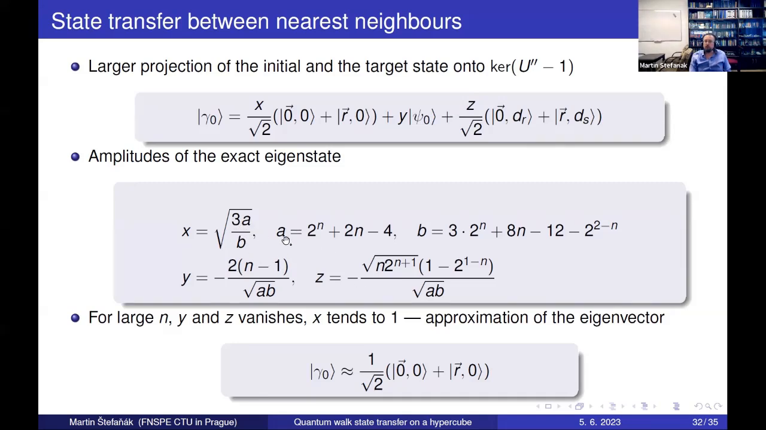The formulas are rather ugly, but you can write them in terms of this a and b, where roughly for large n, a is 2 to the power n, and b is 3 times 2 to the power n. So if you have a large hypercube, then this y and z vanish exponentially quickly in the dimension of the hypercube, and x tends to 1. So for a large hypercube, you can approximate this exact eigenvector by just this superposition of the loop at the sender and loop at the receiver. So that's one argument, that we have a different exact eigenstate corresponding to 1.